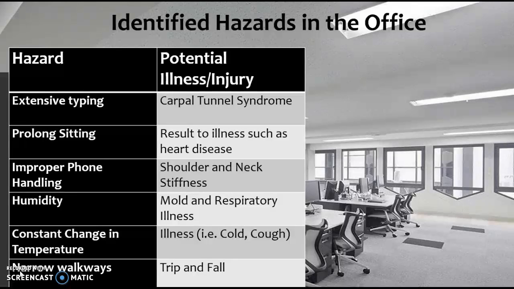The following are the hazards that we have identified in the office. Here we have extensive typing, which can lead to carpal tunnel syndrome. Prolonged sitting can result in illness such as heart disease. Improper phone handling can cause shoulder and neck stiffness. The humidity: there has been mold present in the office, which can also present respiratory illness. Constant change in temperature can also cause illness such as cough or a cold, and narrow walkways can lead to trips and falls.